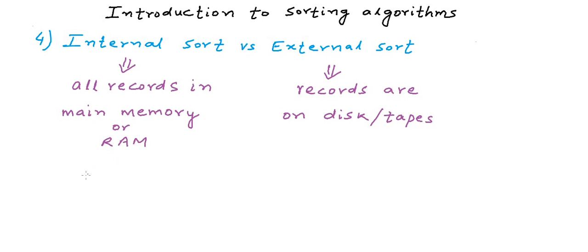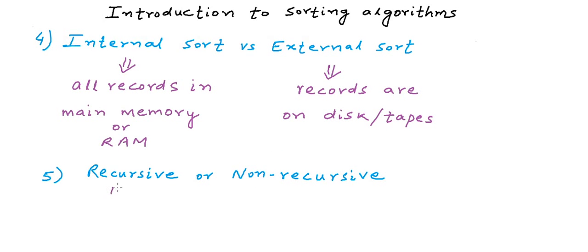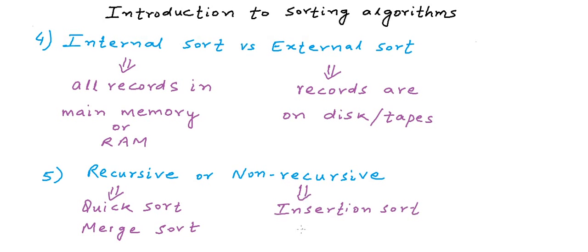There is one more parameter upon which we may classify sorting algorithms, and it is whether the algorithm is recursive or non-recursive. Some sorting algorithms like quick sort and merge sort are recursive, while others like insertion sort and selection sort are non-recursive. We will study all these properties in detail as we will study these individual algorithms.